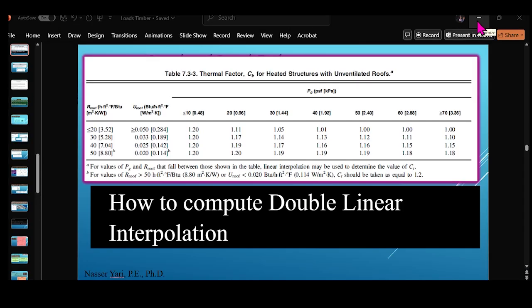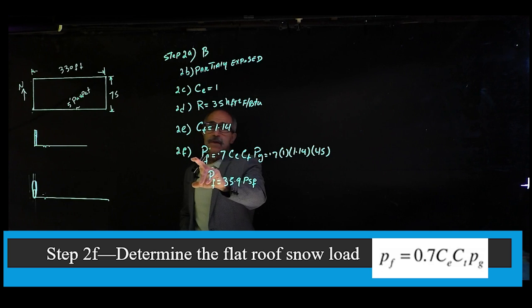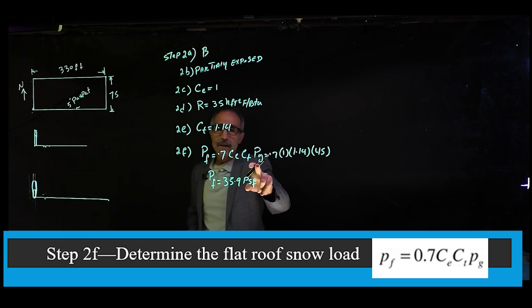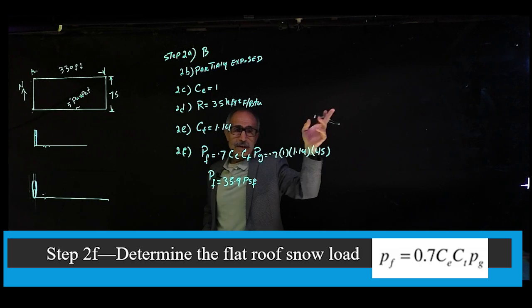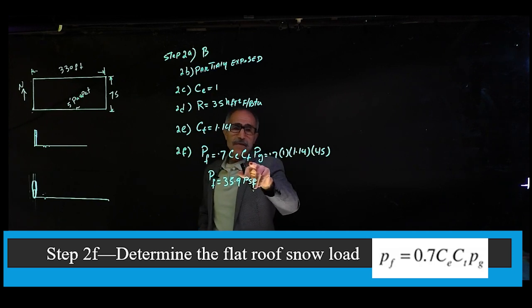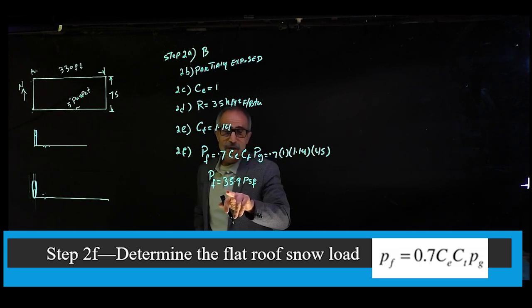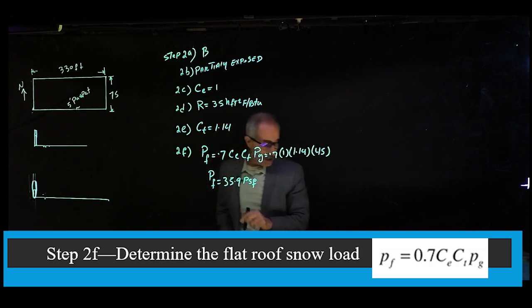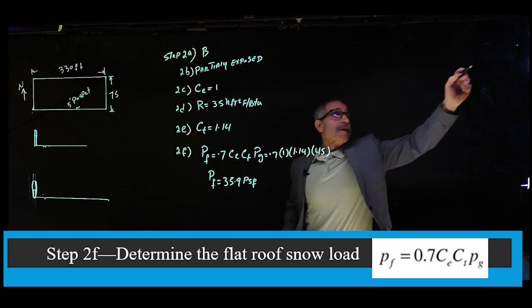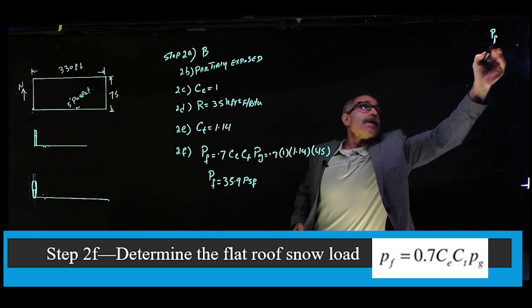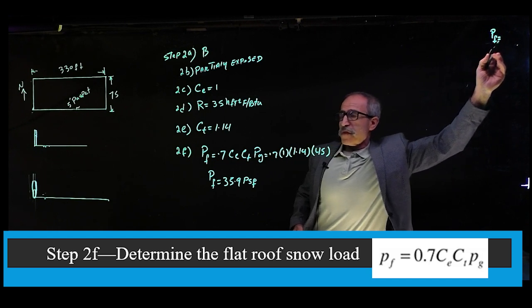Our CT comes out 114 using double linear interpolation. The next step we have is step 2F. What we're going to do is calculate the flat roof snow load PF, which is given by this equation in ASCE, as you can see on the board. We already calculated this value, and that comes out to be 35.9. We need that number, so I'm going to just write that number here. PF is equal to 35.9 PSF.